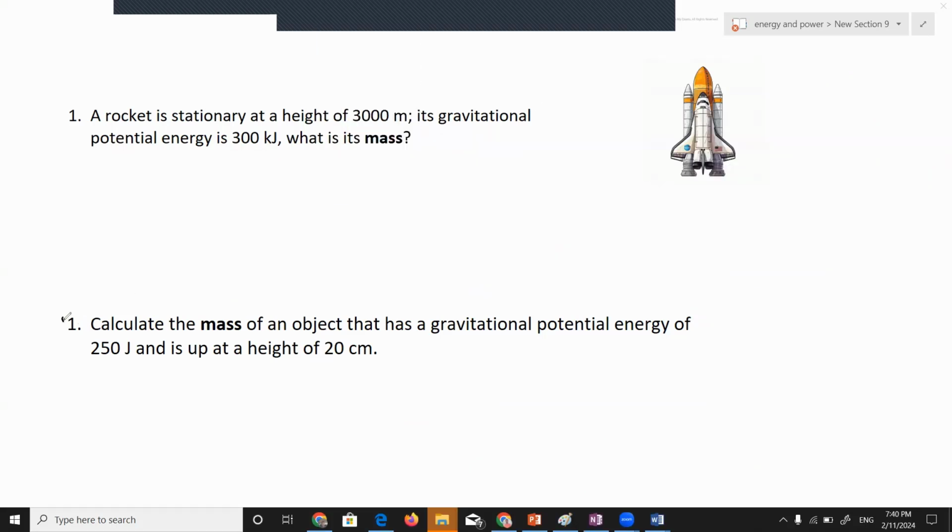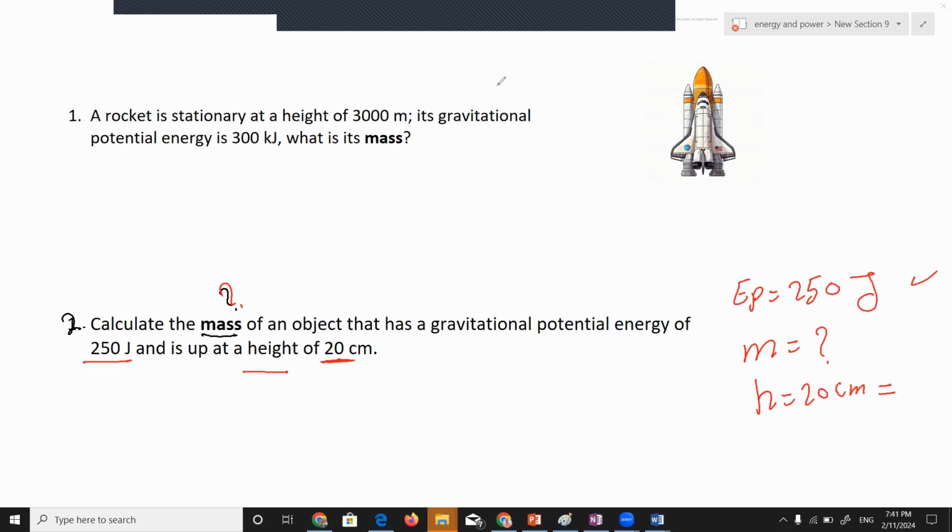So, second question, calculate the mass. He also asked about the mass. Just calculate the mass of an object that has a gravitational potential energy of 250 joule. Yes, this is true, it doesn't need any conversion. And then we have the mass, he asked for mass, question mark. And we have here 20 centimeter, so this is the height.